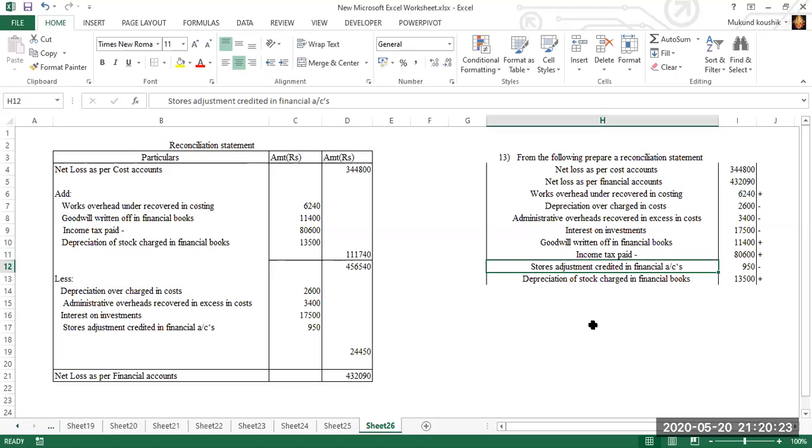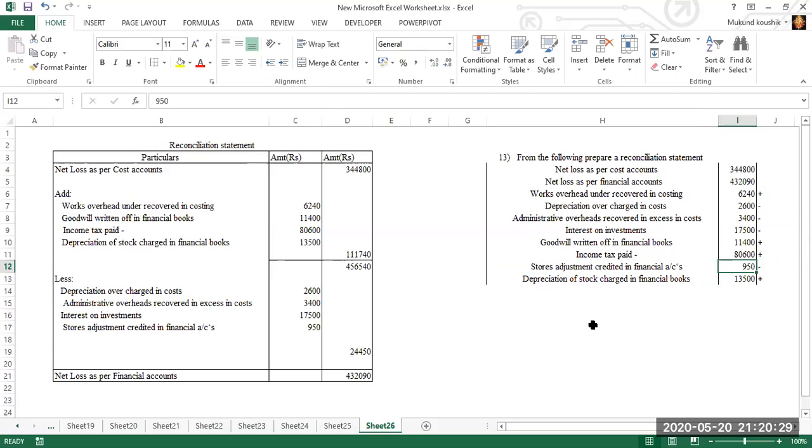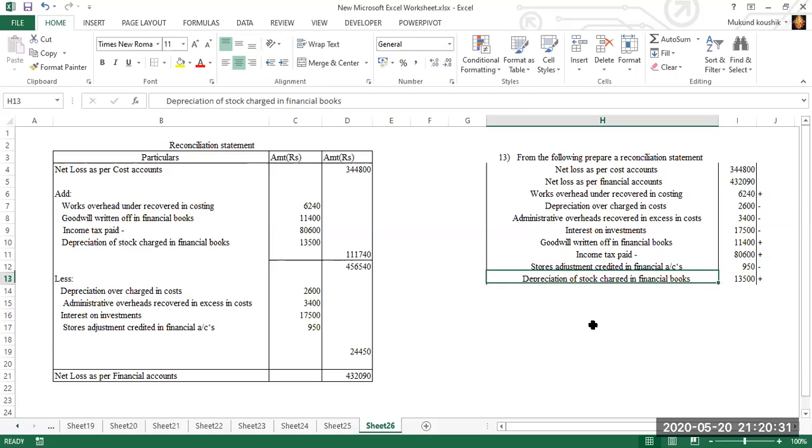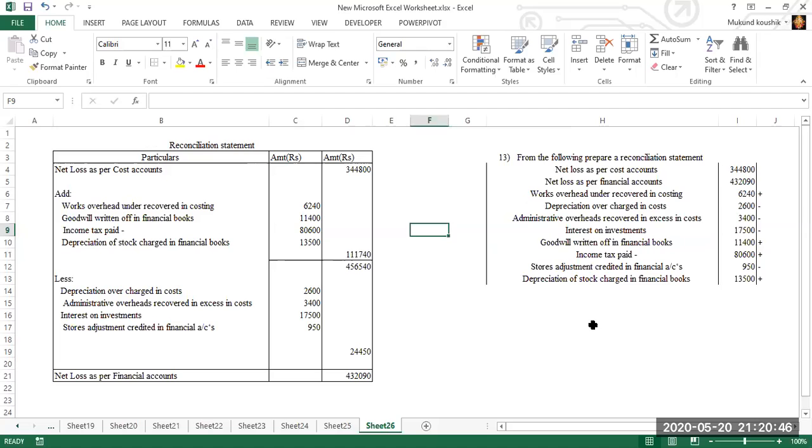Then stores adjustment credited in financial accounting is income. Since it is an income, generally we used to add, but since it is a question of loss, we have to deduct. Depreciation of stock charge in financial books is an expense. Expense means generally we used to deduct, so since the question is about loss, we have to add. Now once we know what all items we are supposed to add and what all items we are supposed to deduct, we can solve the problem.